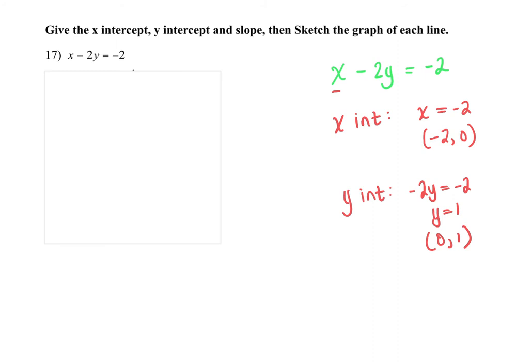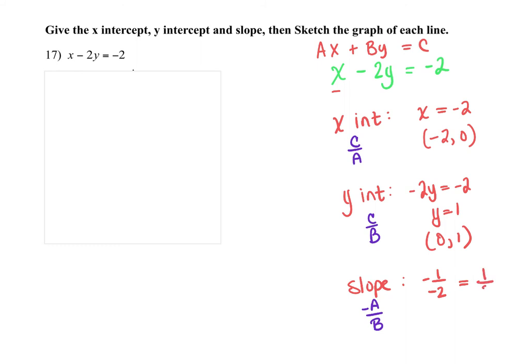If this is ax plus by equals c, my x-intercept is always going to be c over a. My y-intercept is always going to be c over b. That's how it's always going to work out. And my slope is always going to be -a over b, because if I move that over and put it in slope-intercept form, it's going to negate the a and divide by the b, right? And so in this case, my slope is going to be -1 over -2, which is just 1/2. That is my slope.